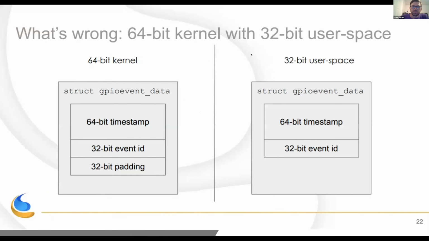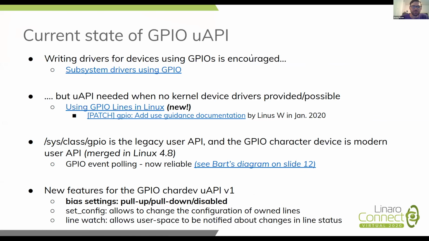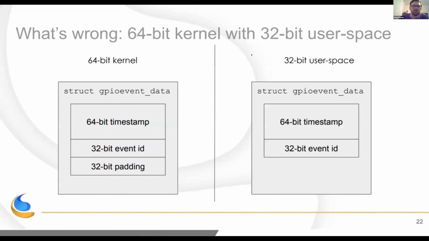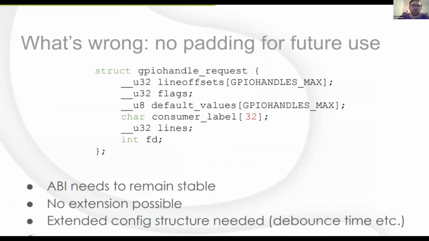However, the real story here is the new version, the V2. From Bart's slides at ELC, one of the examples he brought up as an issue is the idea of a 64-bit kernel with 32-bit user space. This is where the size of the struct is different depending on the architecture. The other issue is that we didn't have padding in the struct to add new features. Things came up like debounce on the mailing list, and that wasn't really possible.